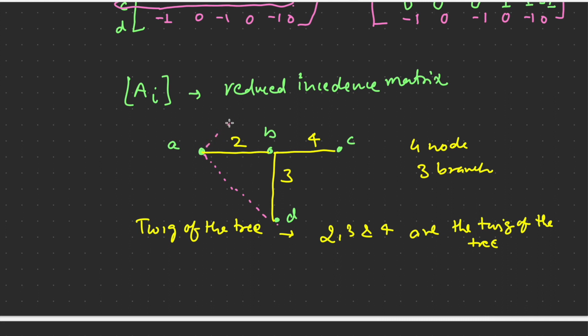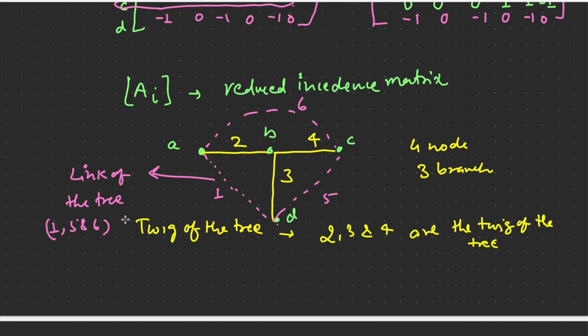So there are three links possible for this graph. From these three links we get three independent loops. If we have a loop in a tree, that tree cannot be defined for the given graph. These pink color branches are called the links of the tree. So we can see that 1, 6 and 5 will be considered links of the tree.